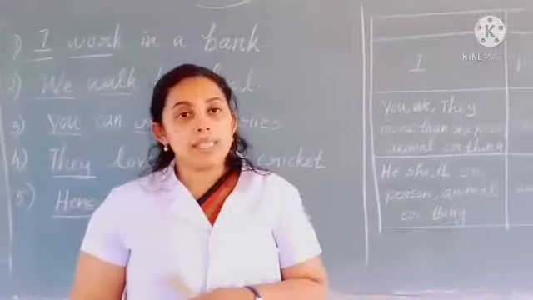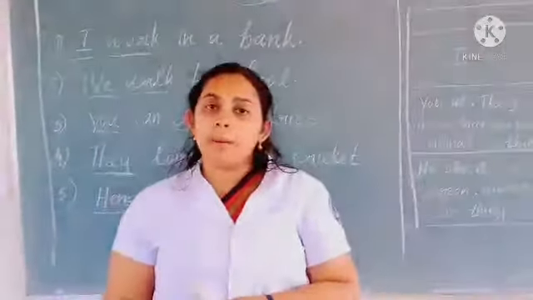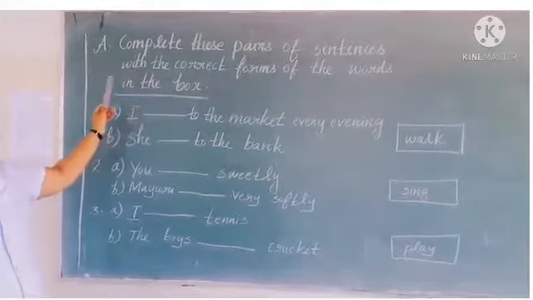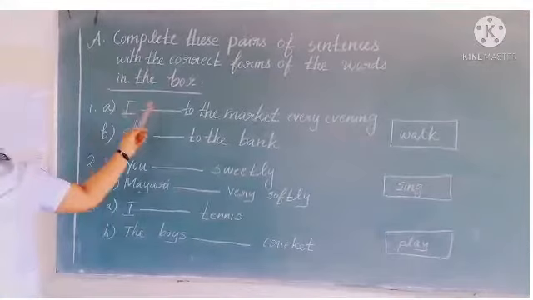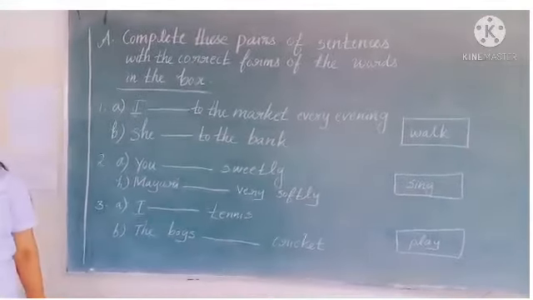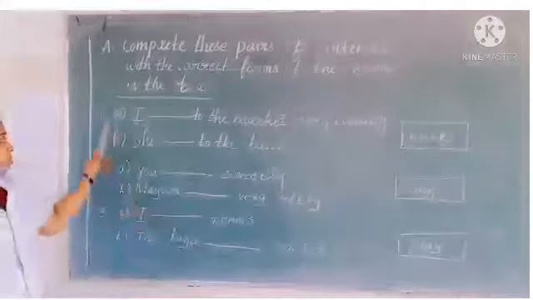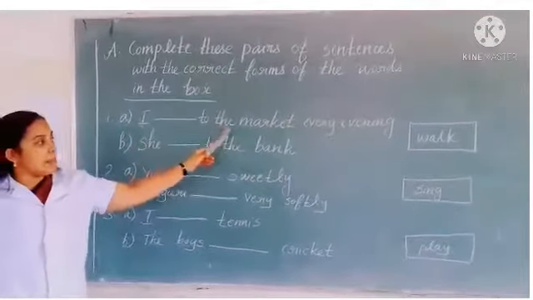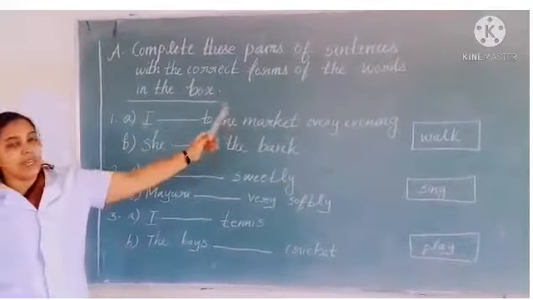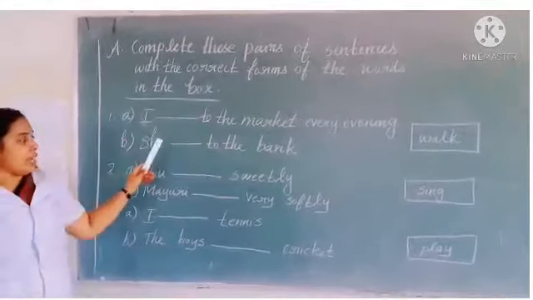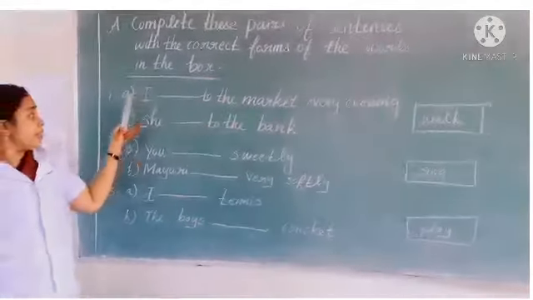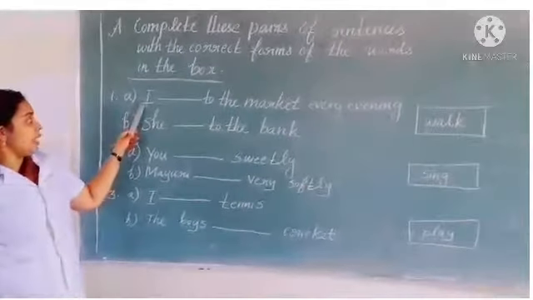Now we can discuss the textual activity from page number 65. We complete these pairs of sentences with the correct forms of the words in the box. Here in the box they are given some words and we need to use the correct forms of the words. First one, I dash to the market every evening. And the second one, she dashed to the bank. Here the given word is walk. Here which is the noun? Yes, I is the noun.